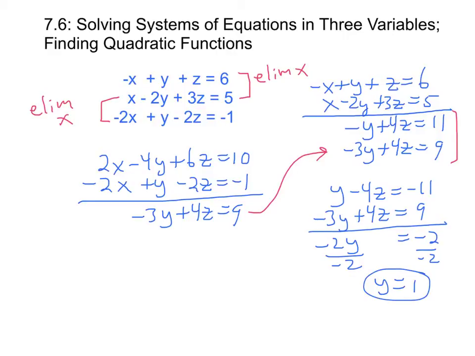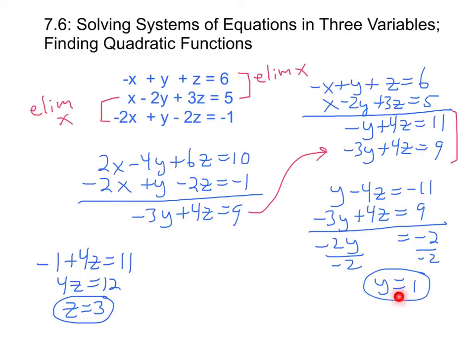Now at this point we want to back substitute to get the other variables. So if we take this answer, y equals 1, and we plug it into one of these two equations, we can then find z. So I'll just use the top equation here, and that would give us negative 1 plus 4z equals 11. So 4z equals 12 if you add 1 to both sides, and then divide by 4, so z equals 3.